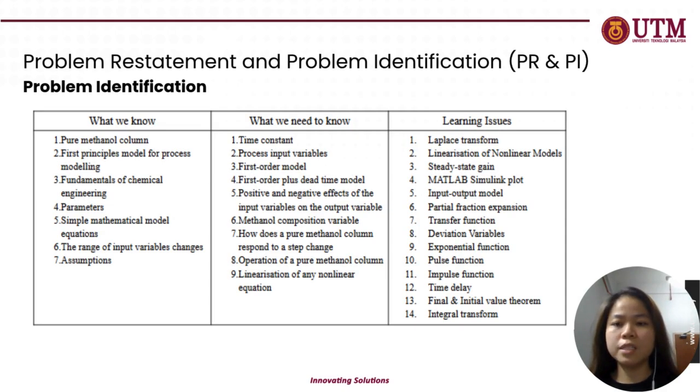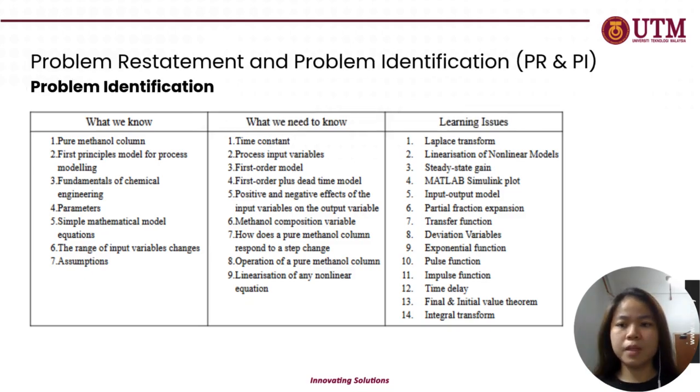To guide our analysis, we broke the problem into three parts: what we already know, what we need to know, and our learning issues. First, what we already know includes the operation of a pure methanol distillation column, the use of first principle modeling, and the basic concepts of chemical engineering. We were also familiar with parameters like flow rate, concentration, and assumptions typically used in process modeling, such as ideal trays and constant relative volatility.